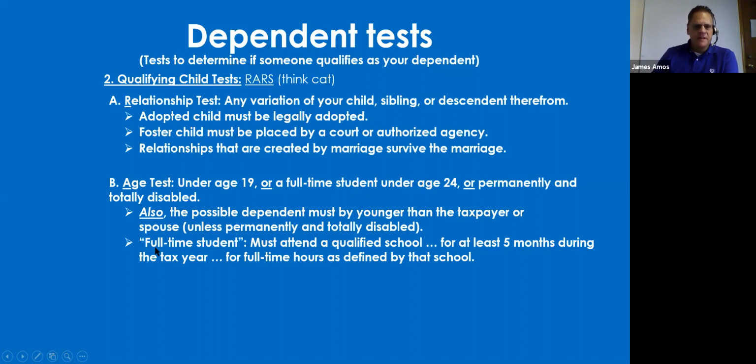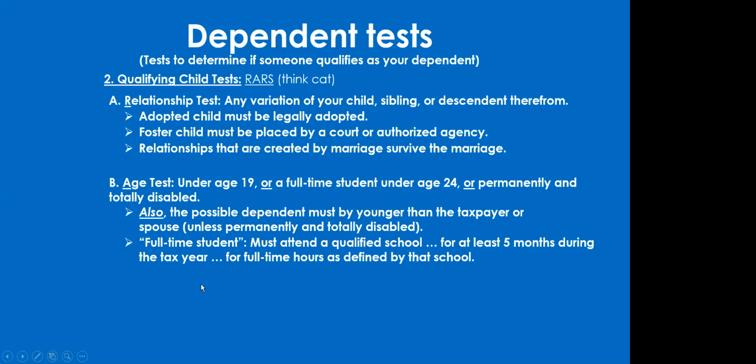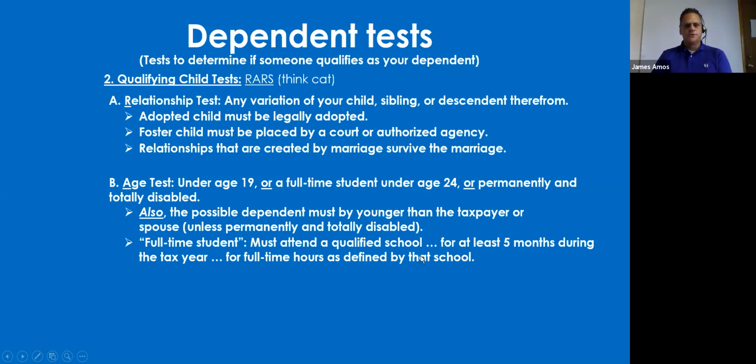So, jumping down a little bit, what does it mean to be a full-time student? They must attend a qualifying school for at least 5 months during the tax year for full-time hours as defined by that school. So there's kind of 3 parts to it. They must be in a qualifying school. The easiest way to know if a school qualifies is if they qualify to give Pell Grants to their students. Then they are a qualifying school, okay? And so that's an easy way.